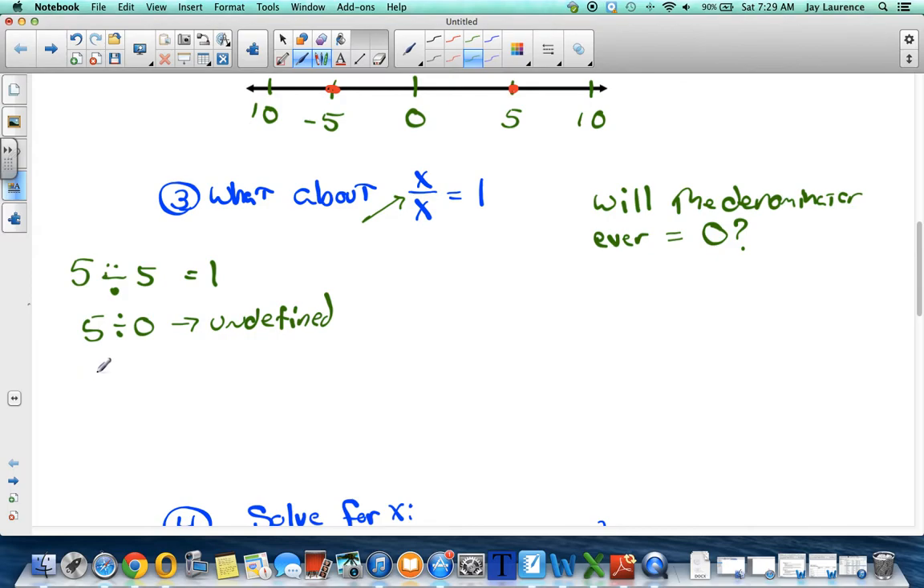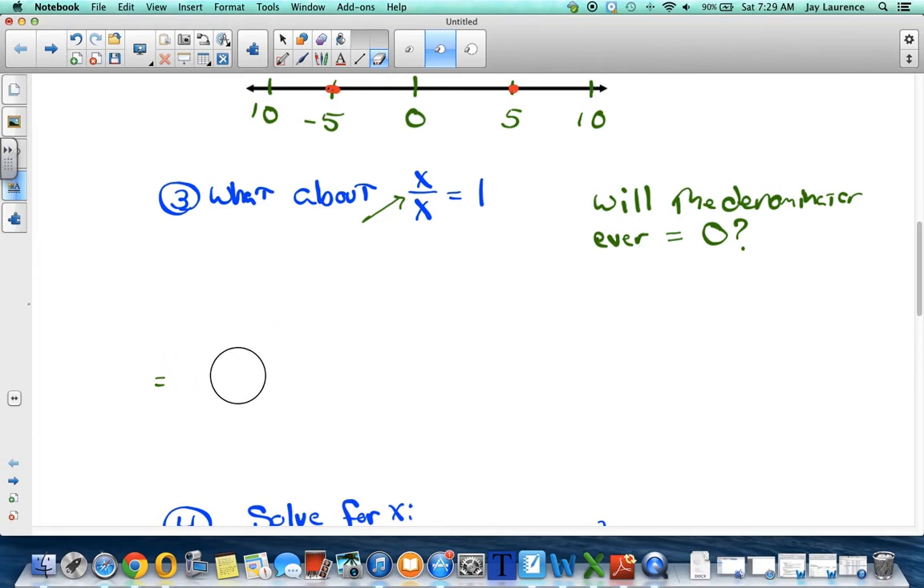Somebody goes, no, Mr. Lawrence, I can do it. 5 divided by 0 is 5. No, 5 divided by 1 is 5. So you see, you can never, ever divide by 0. Did I say that enough times? Okay, so when I look at this denominator, I see that if x equals 0, my denominator turns to 0, right? So this is true for all real numbers, Allie, except 0.